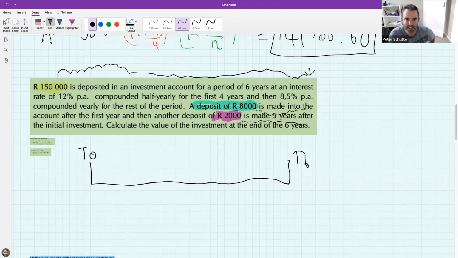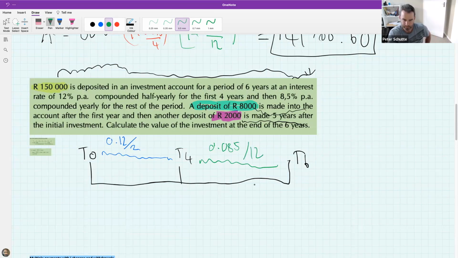So T0 and T6 come from the fact that this goes on for 6 years. Now, at some point, after 4 years, there's a change in the interest rate. So I'm going to do exactly what I've been doing every question so far. I'm going to put the interest rate in, and the interest rate here is 0.12 divided by 2, and the interest rate here is 0.085 divided by 12. Give me a thumbs up if you follow that first bit.